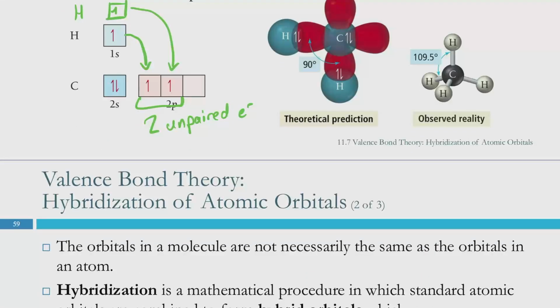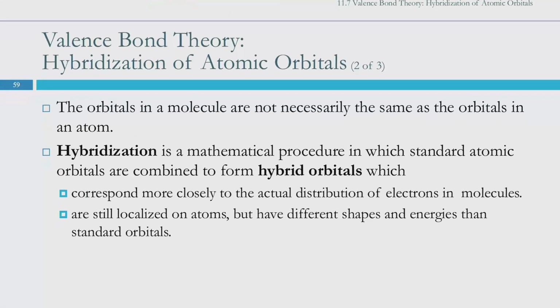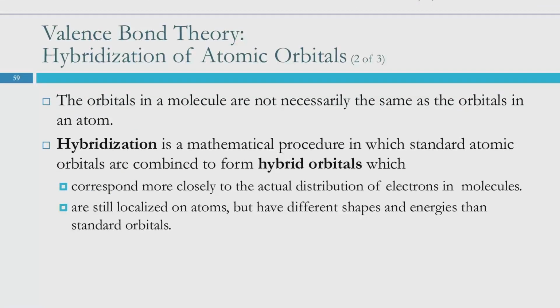And this is where hybridization comes in. So the orbitals in a molecule are not necessarily the same as the orbitals in an atom because of hybridization. Hybridization is essentially blending orbitals together. It's a mathematical procedure. We're not going to do any of the math. The atomic orbitals are combined to form hybrid orbitals.